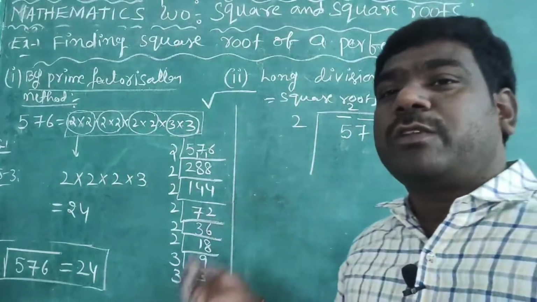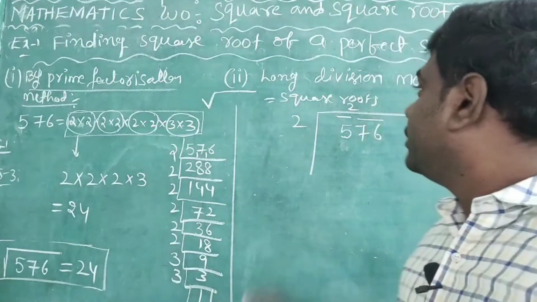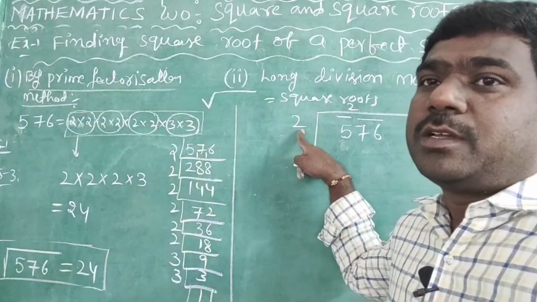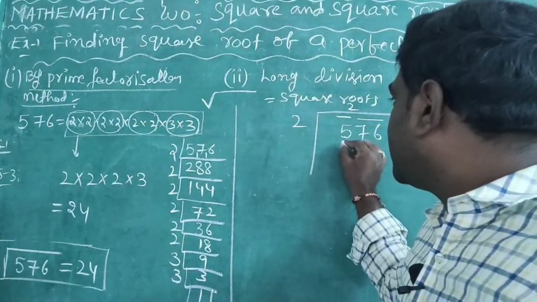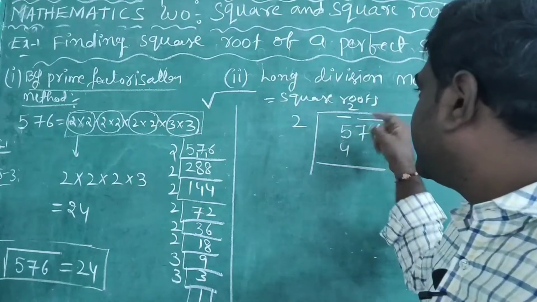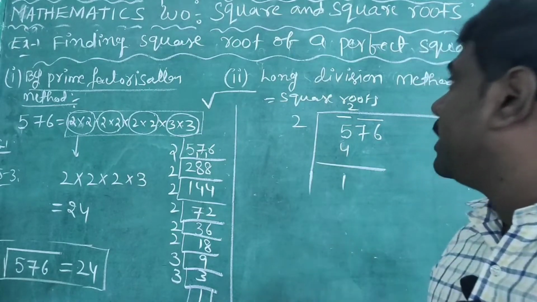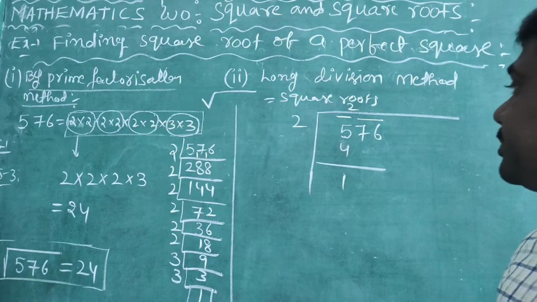So 2 square, how to write here? The 2 we should write in the quotient, the other 2 we should write in the divisor. Now that answer is to be subtracted from this pair. Now 5 minus 4 is equal to 1. 5 minus 4 is equal to 1.